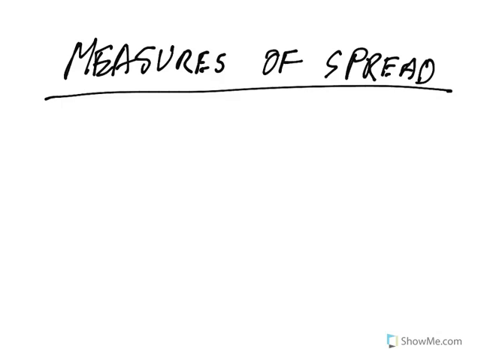Okay, so moving on with the next bit of our continuous random variables. Alright, so we've done the mean. So today we're looking at measures of spread. And the first one of those measures of spread is the variance.